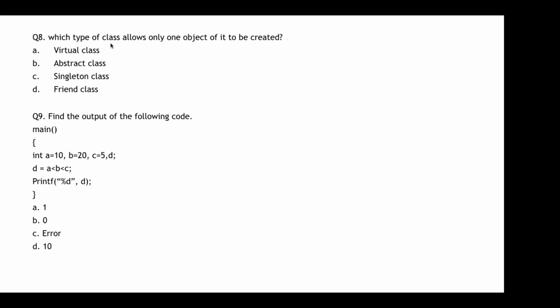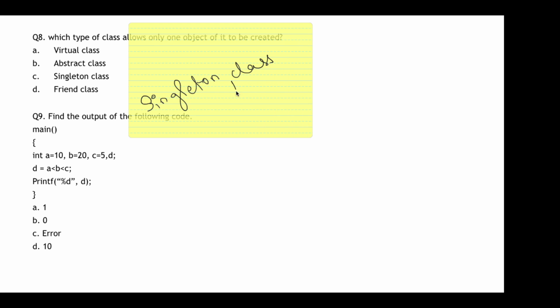It says which type of class allows only one object of it to be created. So this is a very conceptual question which is often asked. If not in MCQs, then in interviews it's often asked which class allows you to create only one object. The answer is singleton class. A singleton class is a class which will allow you to create only one object. You can't create more than one object.